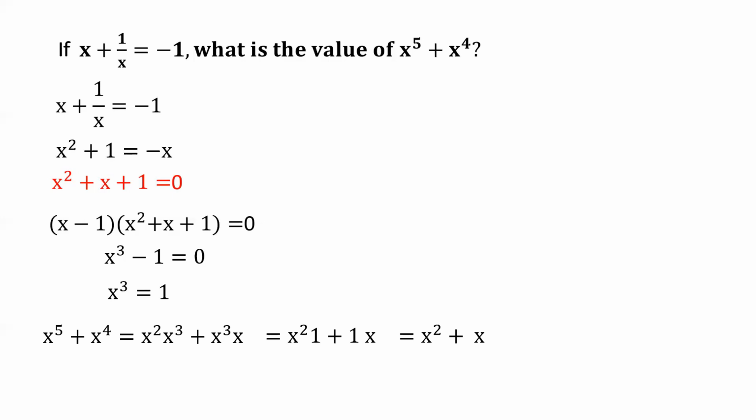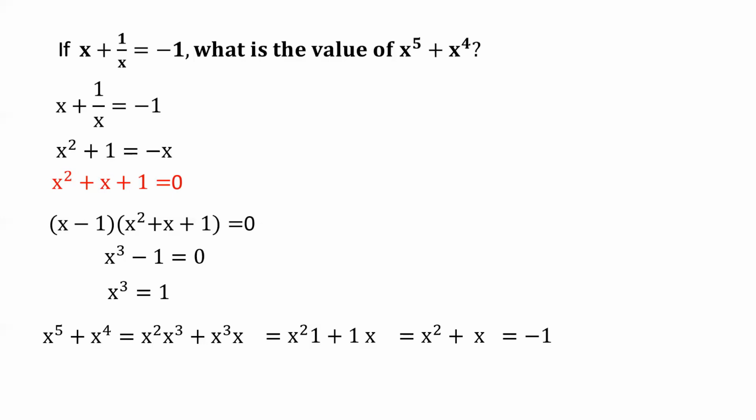Now we refer back to that earlier equation, which I highlighted in red. According to that, x squared plus x plus 1 is equal to 0. So x squared plus x must be equal to minus 1. So x to the power 5 plus x to the power 4 is equal to minus 1. So this is one way of solving this.